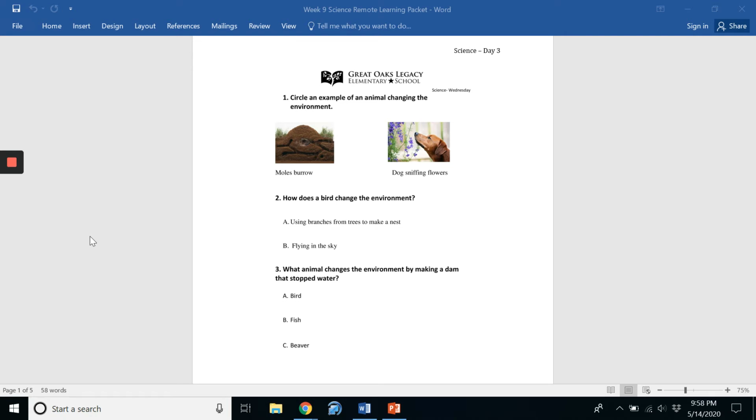Now put your finger on number 3. Number 3 says, what animal changes the environment by making a dam that stops water? Put your finger on letter A. Is it a bird? Put your finger on letter B. Is it a fish? Or put your finger on letter C. Is it a beaver? What animal changes the environment by making a dam that stops water? Go ahead and circle the right one.